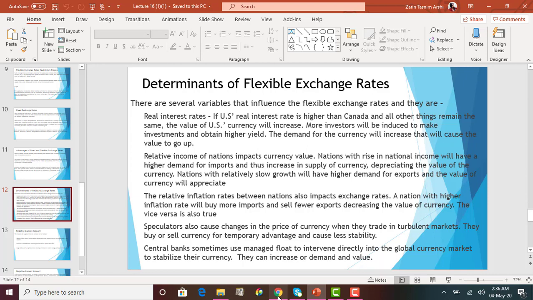Again, these are factors that will affect the flexible exchange rate system because this is always changing. It's on a real-time basis. So you need to know the factors that will affect the flexible exchange rate: the real interest rate, the relative income of countries, the relative inflation rate between countries, speculators, and the central bank. For a fixed exchange rate, these factors are not relevant because the rate is fixed by the government and the central bank.